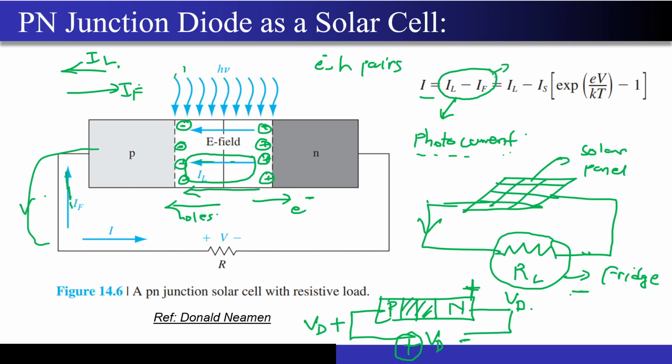I_F is nothing but your forward bias diode equation, right? I is nothing but I_S into exponential of qV by kT, right? I'm just ignoring the one for now. So you have to just substitute it over here. So this is the equation of the current that you are left with, the current that you have now, correct?